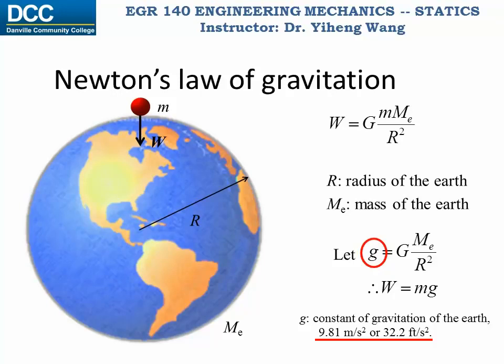Therefore, the weight of an object can be simply calculated as m times g. Keep in mind that g could vary depending on the different locations on the Earth. So you might have different weights depending on where you stand.